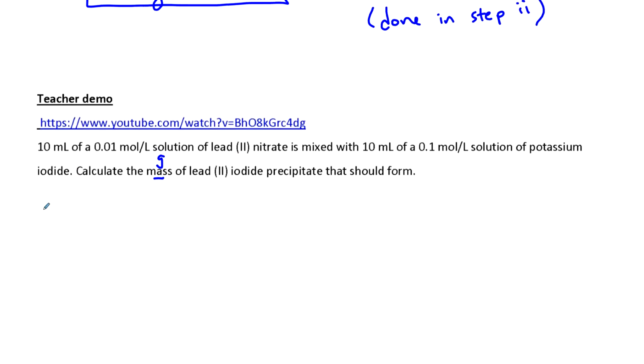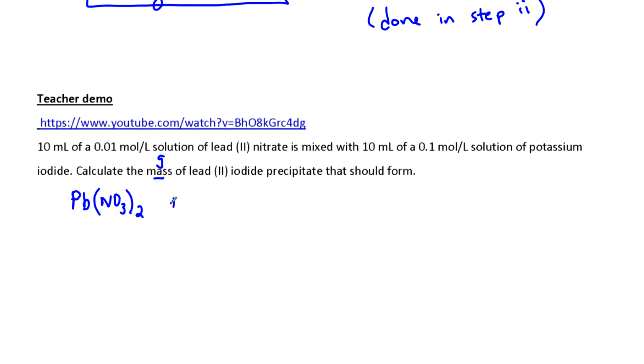It looks like a blob of jelly-like substance, and then over time as it sits, it settles to the bottom. So our first step is, let's write out the reaction. So we've got lead 2 nitrate. Nitrate's got a -1 charge, so I'm going to put a 2 here.